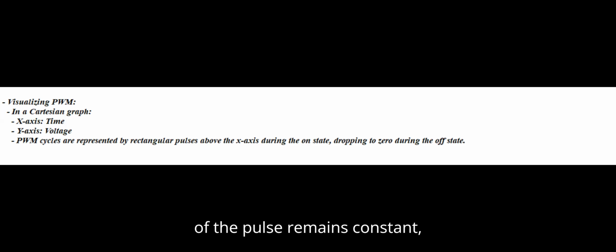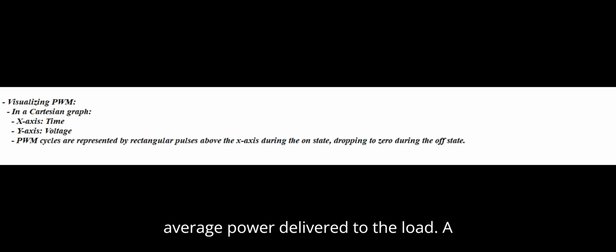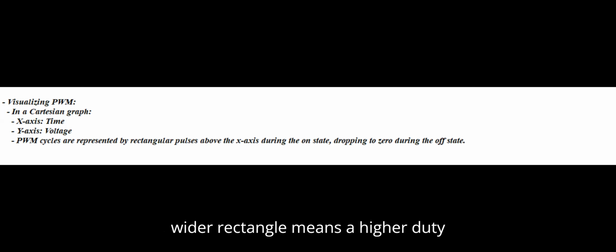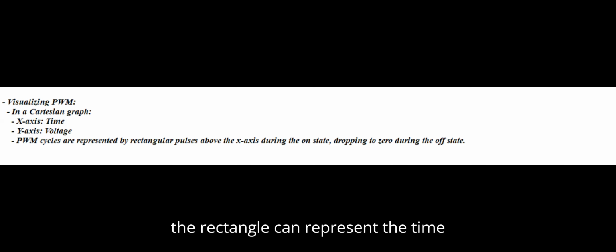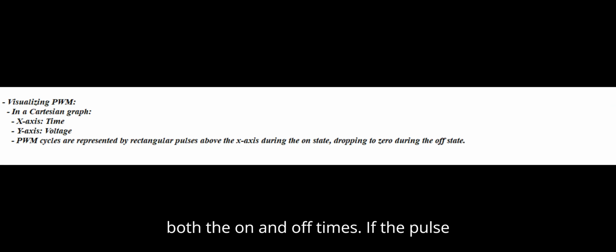The height of the pulse remains constant, representing the supply voltage, while the width varies depending on the duty cycle. The duty cycle, the width of the rectangle on the graph, determines the average power delivered to the load. A wider rectangle means a higher duty cycle, resulting in more average power, while a narrower rectangle means a lower duty cycle and less power. The length of the rectangle can represent the time during each pulse, which is the same as the period of the PWM signal. The total duration of one complete cycle includes both the on and off times.